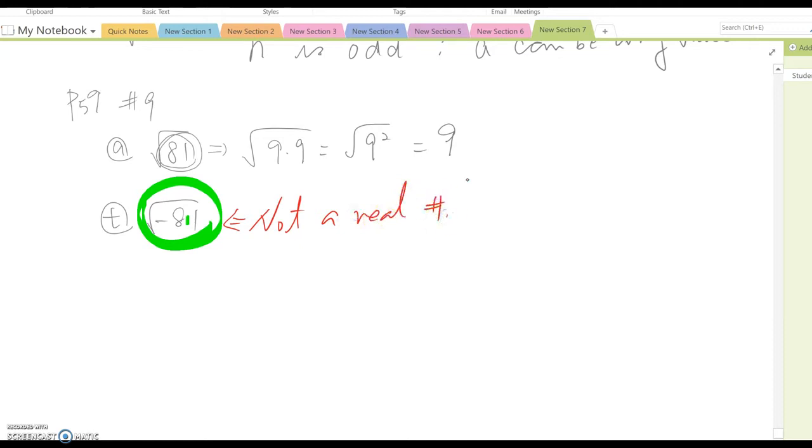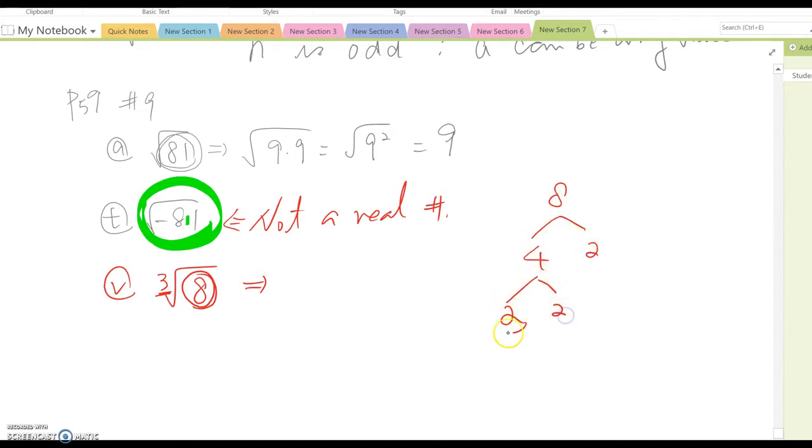Okay. Then what about the v case, which is the cubic root of 8. Cubic root means inside must be something to the cubic power. So as you know, 8 means 4 times 2, and then 4 is 2 times 2, so it becomes 2 times 2 times 2 here, right? So you can rewrite this as the cubic root of 2 cubed, so it becomes 2.